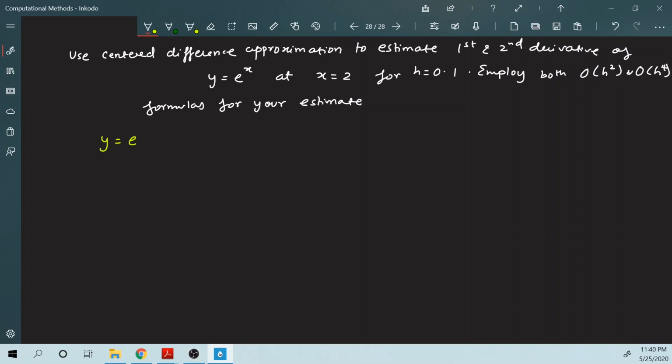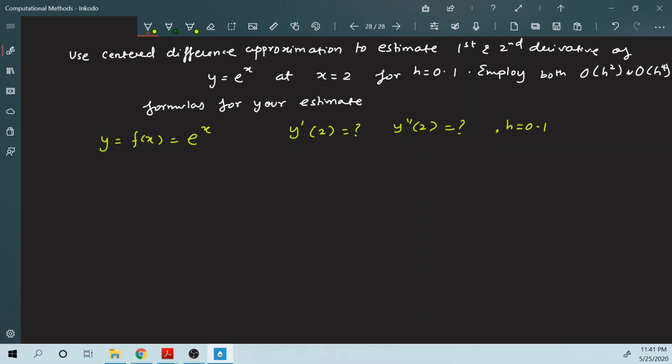y, function of x, is nothing but e raised to x, and we have to find out the derivative y dash at 2 and y double dash at 2, that is the second derivative, and the first derivative that is at x equal to 2. They have also given the value of step size, that is 0.1. Okay, so let us solve this.